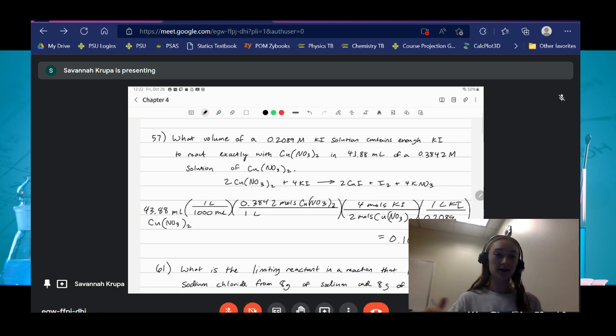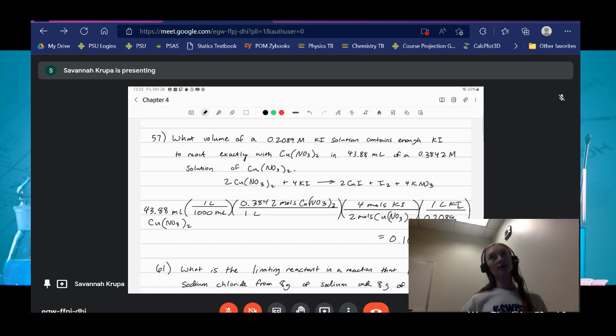As you can see, there's a pattern going on. You always start with what you have, and then you always use, oh yeah, let me answer your question. So you went from volume to moles, and now you're trying to find the molarity of KI to know if there is enough. So this, there already is enough.